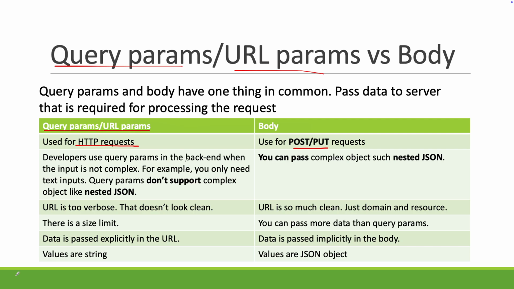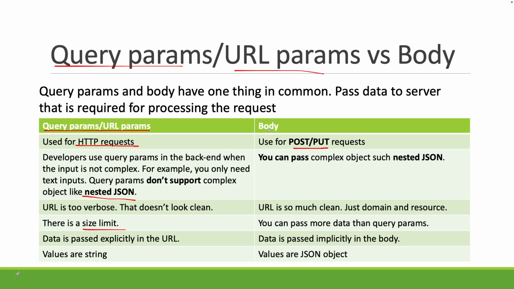Developers can use query parameters in the backend when the input is not complex and doesn't need to be secure. For example, if you only need one text input like a search, you can use a query parameter or a URL parameter, but for search we usually use a query parameter. A query parameter doesn't support complex objects like nested JSON, only very simple values, and it has a size limit because it's part of the URL.